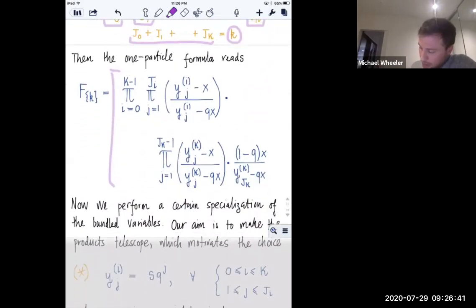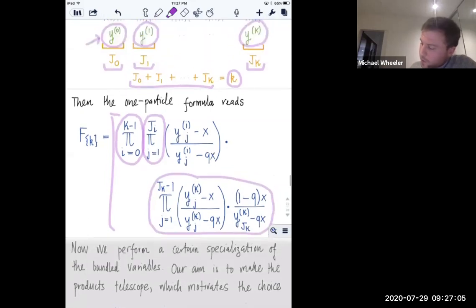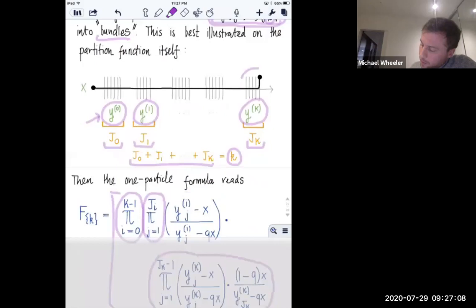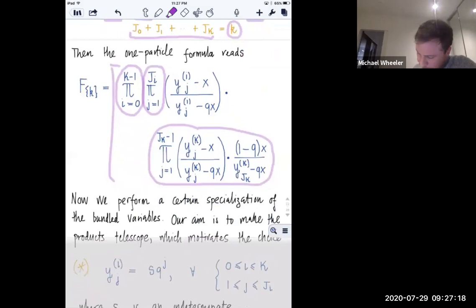Okay. So here I have the first product, which is going over the bundles themselves. And the second product is sort of internal to each bundle. Okay, that's the way you should think of it. And notice that the final bundle is a little bit unusual. This one is sort of separate from the rest. And the reason for that, of course, is that in the final bundle something different happens. The particle actually terminates in the final bundle. So that's the reason why the final bundle looks a little bit different.